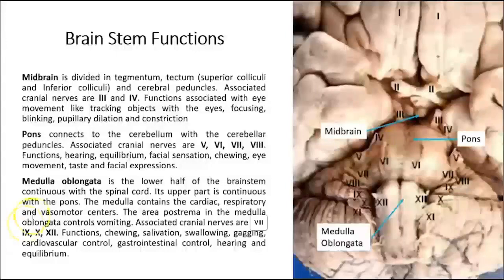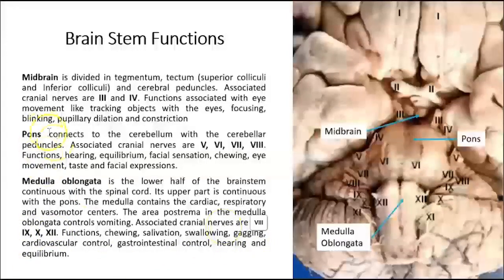The medulla oblongata, and we can see here again the nerves. Number 9 is glossopharyngeal. That's for the tongue. 10 also works with the tongue, and 12 is hypoglossal, also with the tongue functions. Chewing, salivation, swallowing, gagging, because everything has to do with all these cranial nerves. Also, don't forget that we have cardiovascular control as well as gastrointestinal control. Remember I told you cranial nerve number 10 is vagus, and that one goes all the way down to your abdomen and thorax in order to control the heart, control gastrointestinal movements.